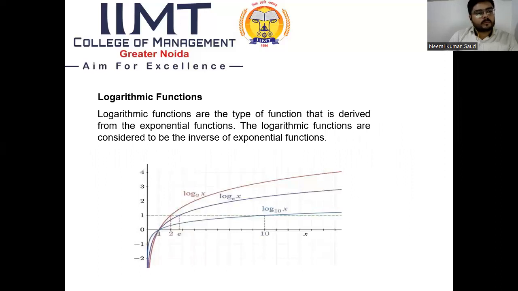Now is logarithmic function. Logarithmic functions are the type of function that is derived from the exponential function. The logarithmic functions are considered to be the inverse of the exponential function. So this is the diagram of a logarithmic function.